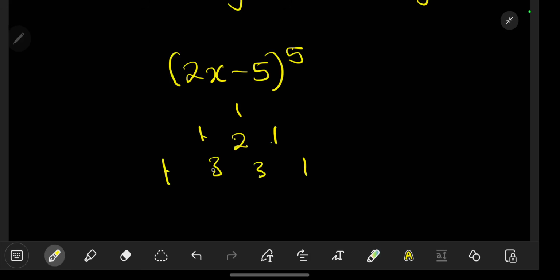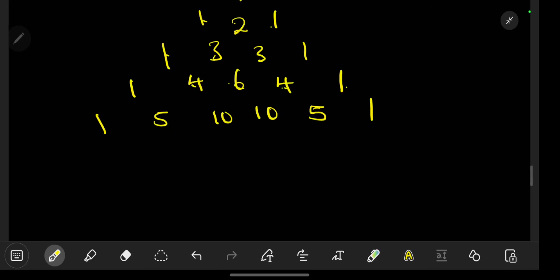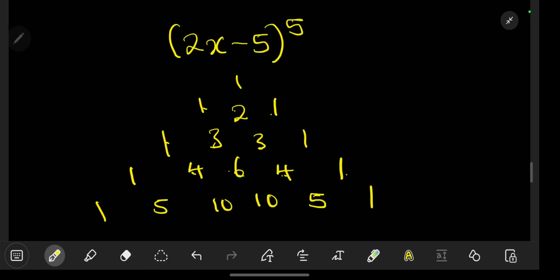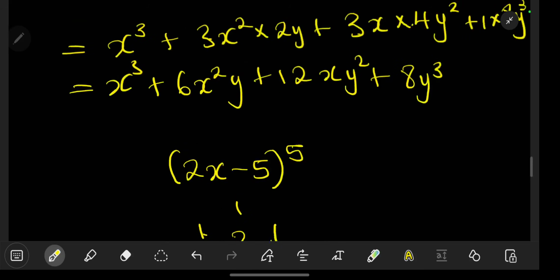1 outside, 1 outside. 1 plus 3, that's 4. 3 plus 3, that's 6. 3 plus 1, that's 4. 1 outside. Then we have 1 plus 4, that will be 5. 4 plus 6, that will be 10. 6 plus 4, that will be 10. 4 plus 1, it will be 5. 1, 1. So you are going to end on 5. We are going to write these as pairs until 6 terms, since the power is 5.